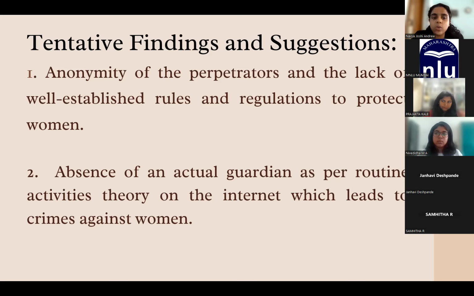Now, as I mentioned before, the absence of an actual guardian. When you talk about the routine activities theory, we can understand that in real life, if you're accompanied by someone, may that be your friend, when you're outside, there's a lesser chance of you being a victim of a crime. But on the online sphere, because you're alone, a lone user representing yourself, it can lead to increased crimes.